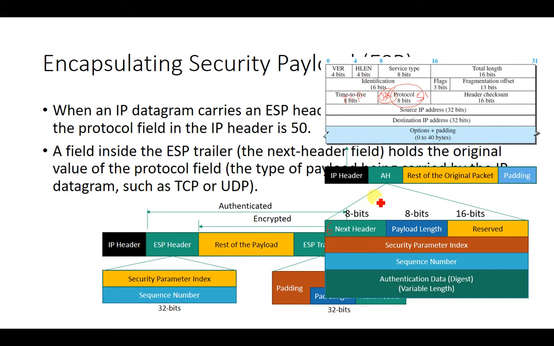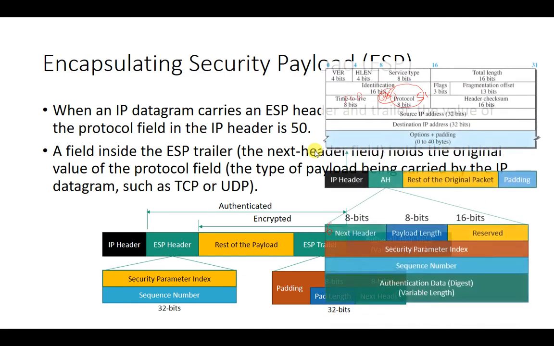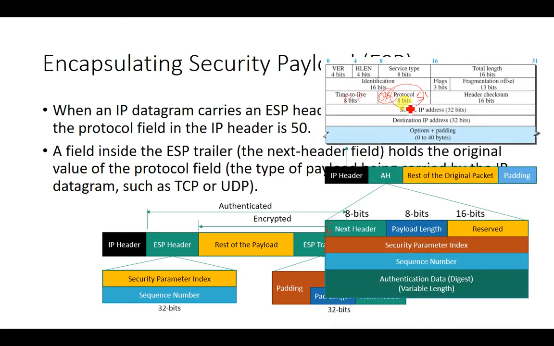A similar analogy will be used for the ESP protocol. So you can see here, the next header field which is present here will be replaced with this 6 value if it is a TCP datagram, and the protocol field of the IP header will be replaced with this 50. Okay, fine.